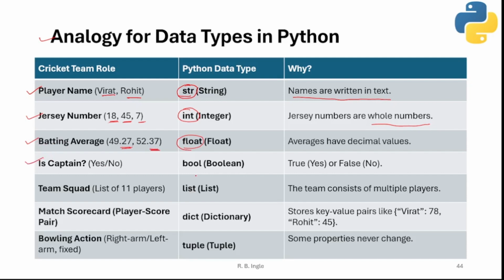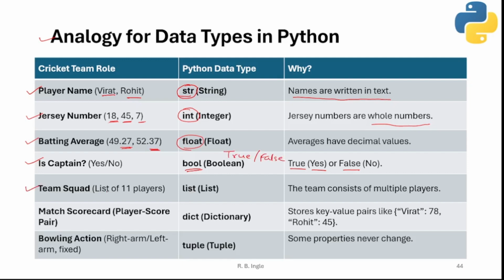And boolean can contain either of two values, true or false. If it contains true, it is a boolean data type. If it contains false, it is also a boolean data type. So boolean contains one of these two values, either true or false.